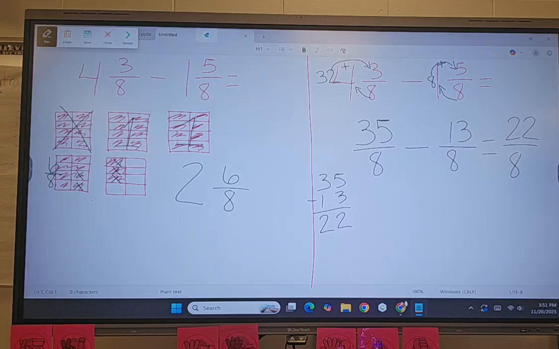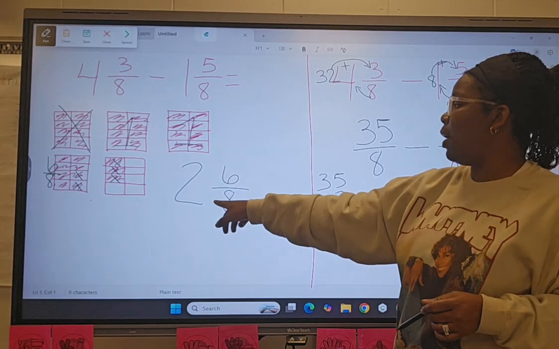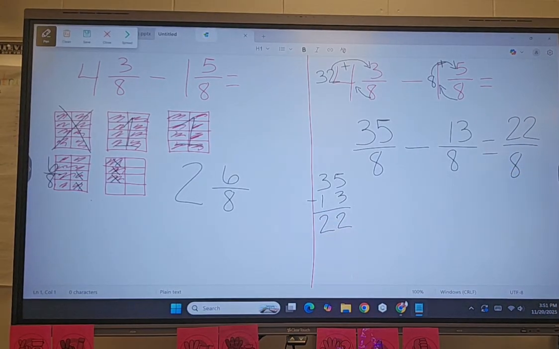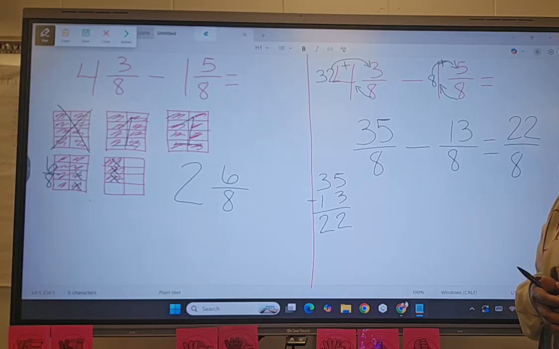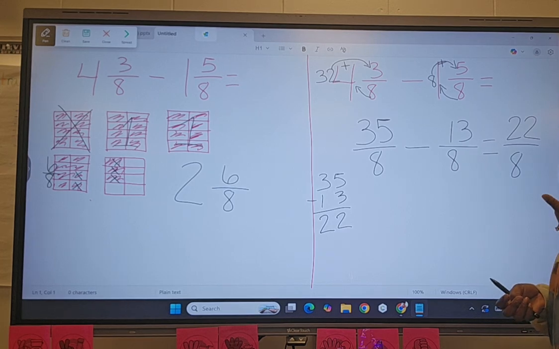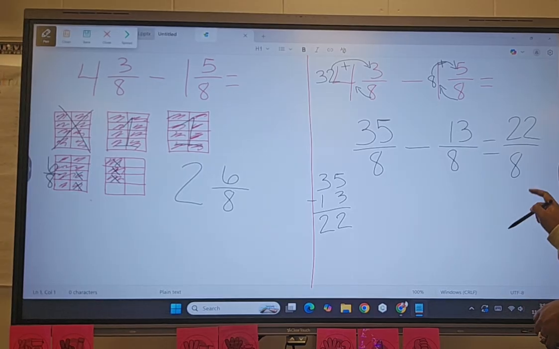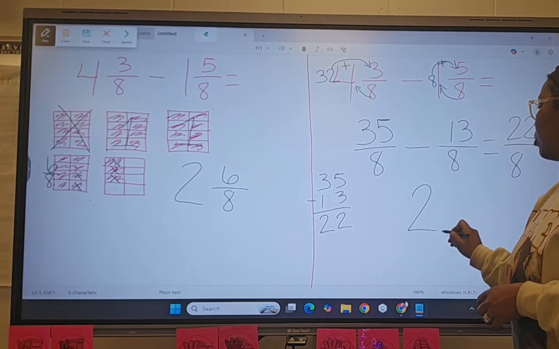22/8. Now for this part, we cannot leave it as an improper fraction. We need to make sure that we change it into a mixed number, like we have our answer on the other side. So I'm going to think about 8 multiplied by a number gets me close to 22 without going over 22. So students should be able to skip count 8, 16, 24. That's too far, so I'm going to go back to 16, I'm sorry. 8 times 2 is 16. So I know that since 8 goes into 22 twice, that is going to be my whole number.